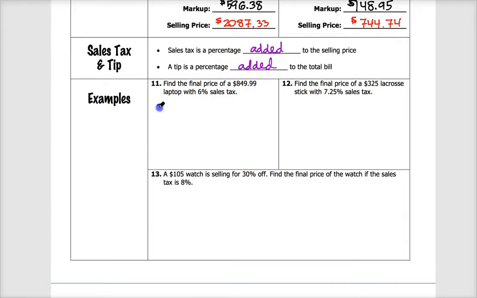So we're going to take 849.99 times the percent 0.06. So 6% of 849.99 is 51. So that means that the final price is going to be the original 849.99 plus that tax of 51, and that's equal to $900.99.